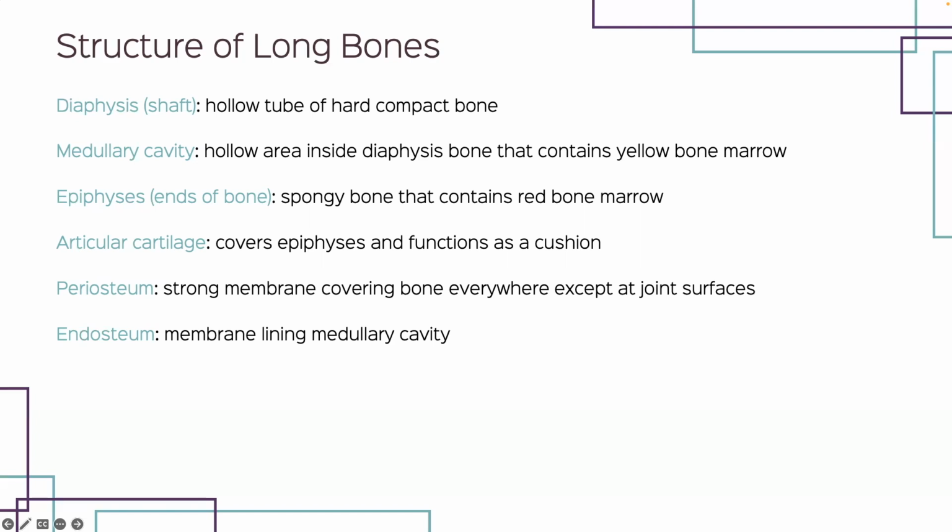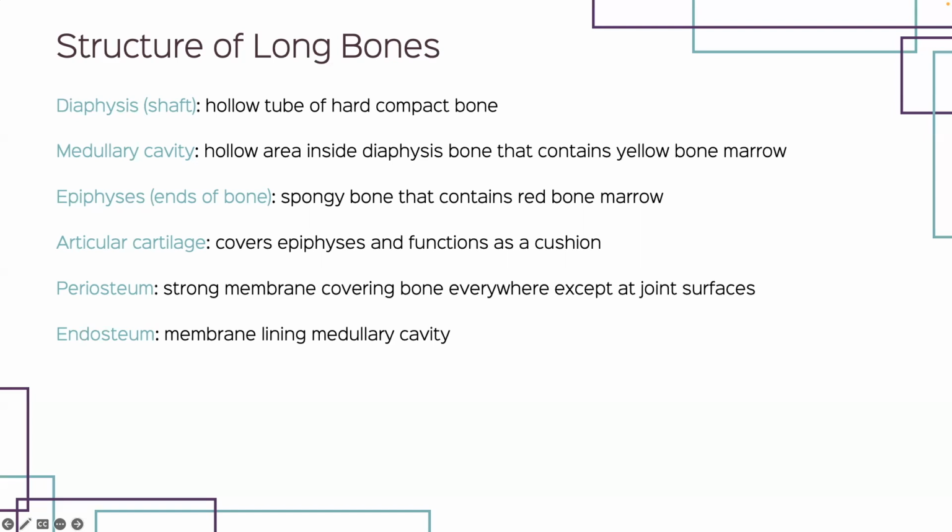Articular cartilage is a thin layer of hyaline cartilage that covers each of the epiphyses. It functions like a thin, smooth rubber cushion would if it were placed over the ends of the bone where they form that joint.